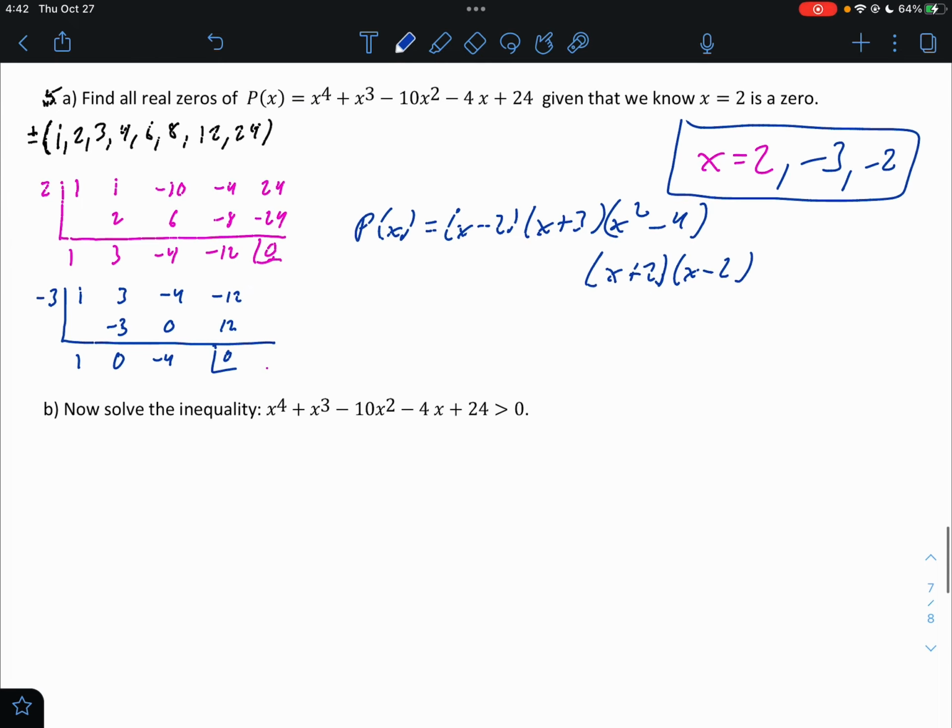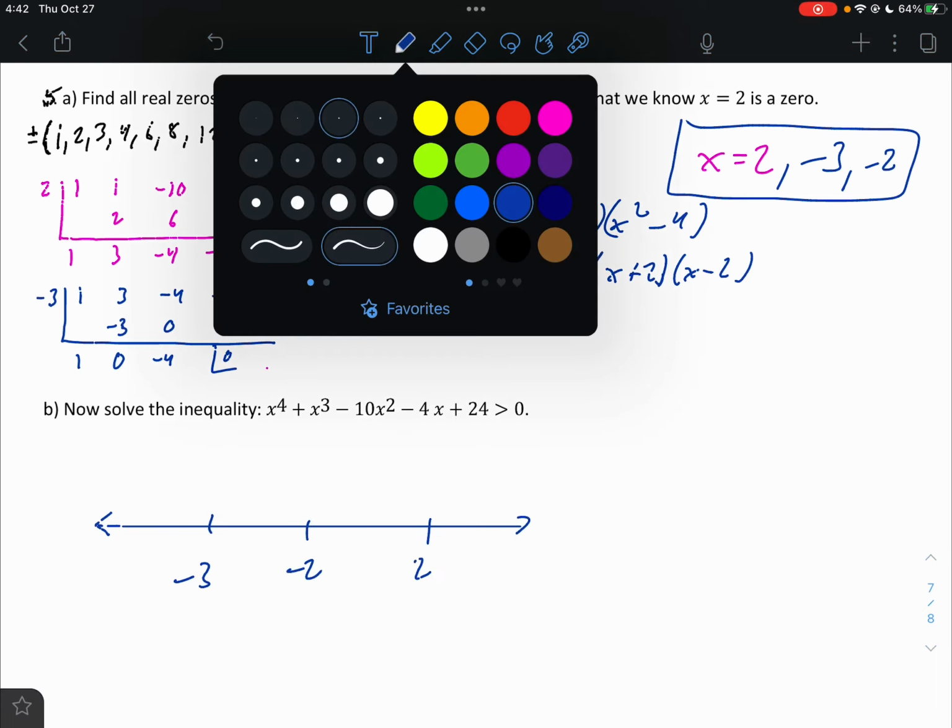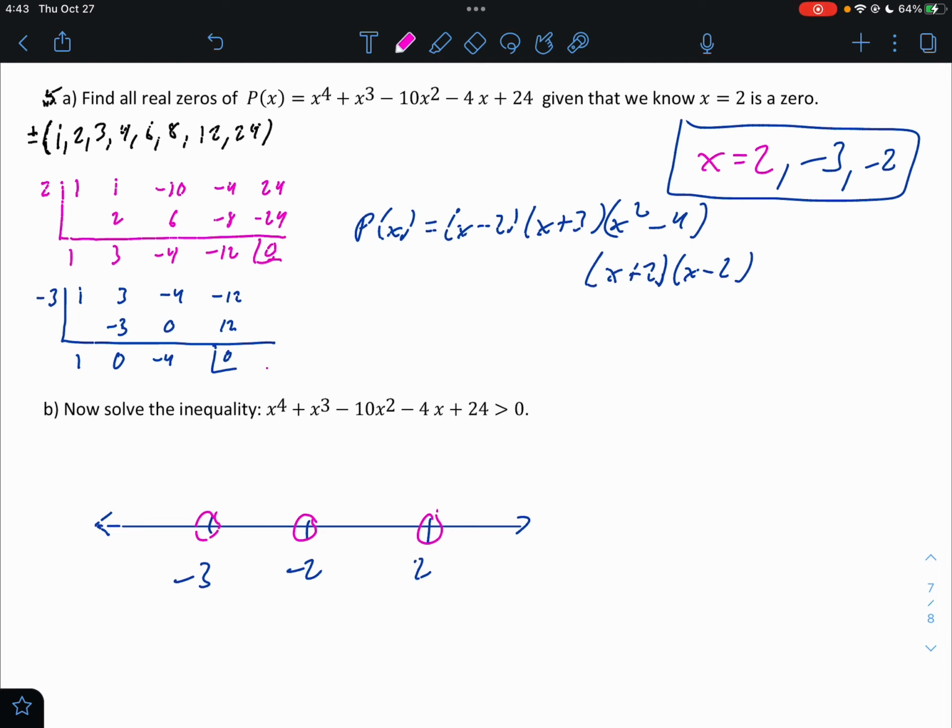All right, now it says solve the inequality. All right, so we already got our critical points of negative 3, negative 2, and 2. It's just greater than 0, so these are going to be open circles. Okay, and we know that this has multiplicity of 2, and the other two have multiplicity of 1. So let's pick our test point here. I'm going to pick 0. If I put 0 in there, I would get positive 24 back, so positive.